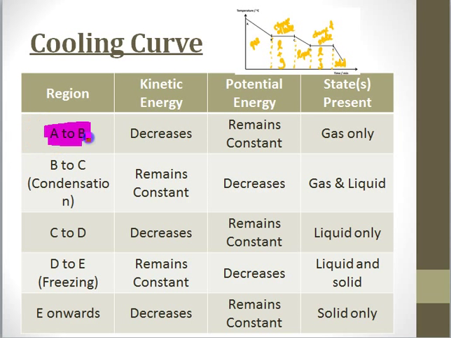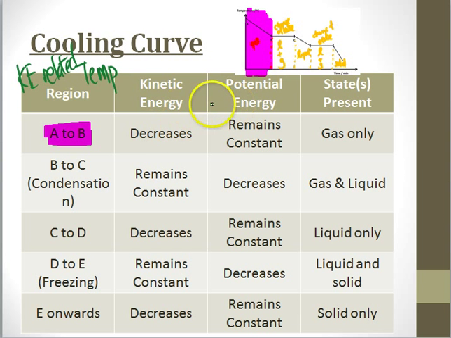So let's once again look at region A to B, which is this region over here. Okay, in this case here, only the gas state is present. Remember, temperature is related to KE. So you can see here the temperature is decreasing, so kinetic energy must be decreasing too. However, remember I was saying also that if one of the energy changes, the other one remains constant. So if the kinetic energy decreases, potential energy must remain constant. And the state of matter present here is gas only.